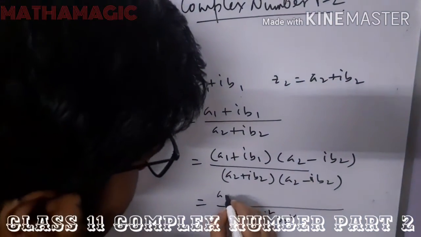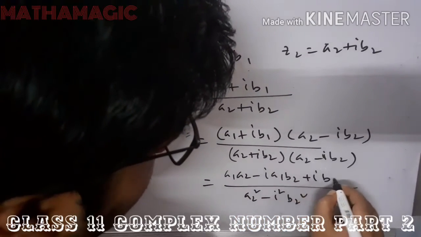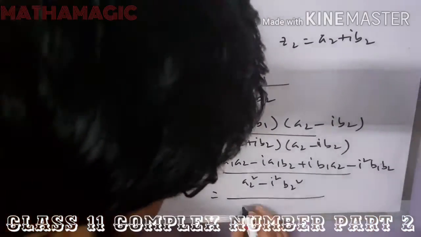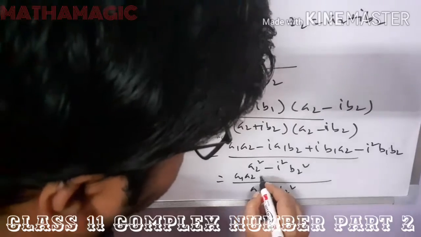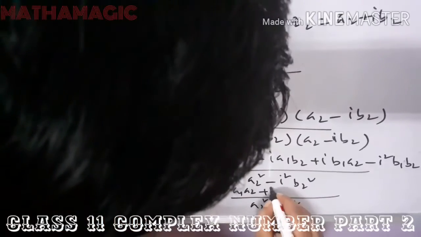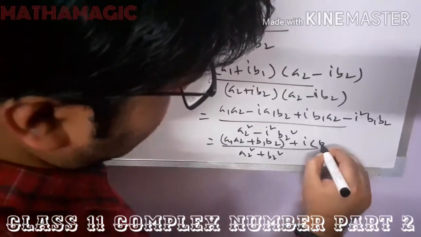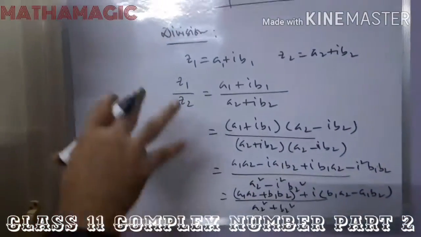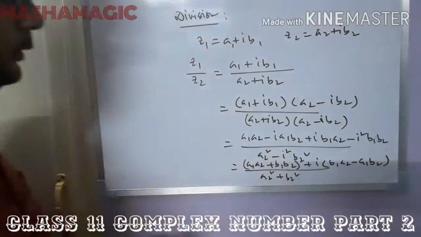Let us multiply the numerator: a1 a2 minus i a1 b2 plus i b1 a2 minus i square b1 b2. So it is becoming like this: over a2 square plus b2 square, a1 a2 plus, since i square is equal to minus 1, minus minus becomes plus, so it will be a1 a2 plus b1 b2, plus we can take i as common, i into (b1 a2 minus a1 b2). This is how it happens when we divide two complex numbers. So please note it down, it will be helpful.